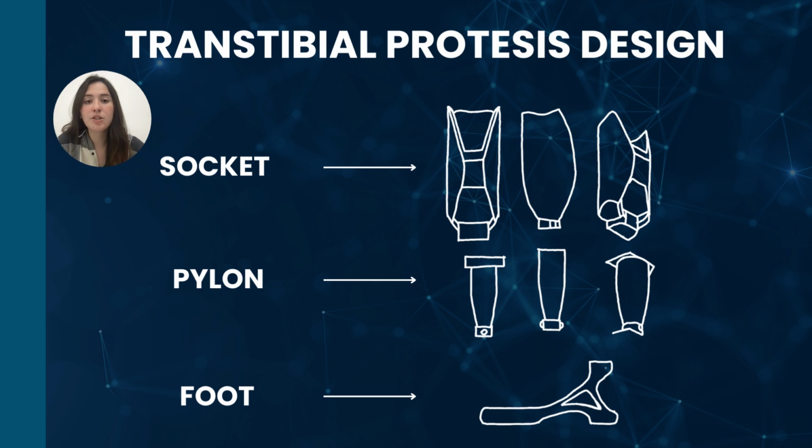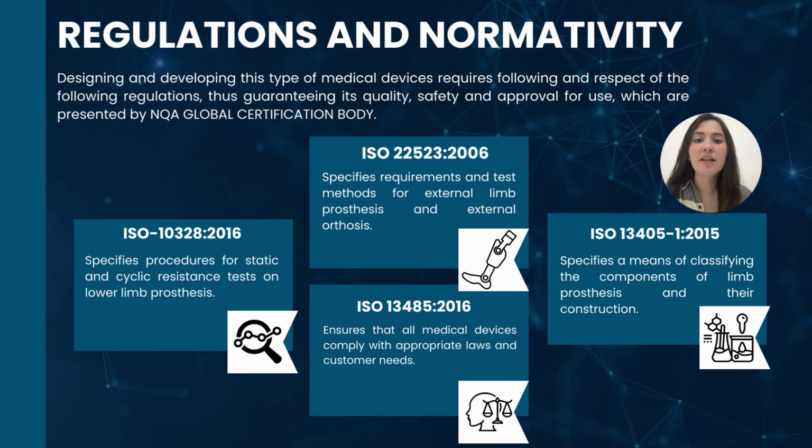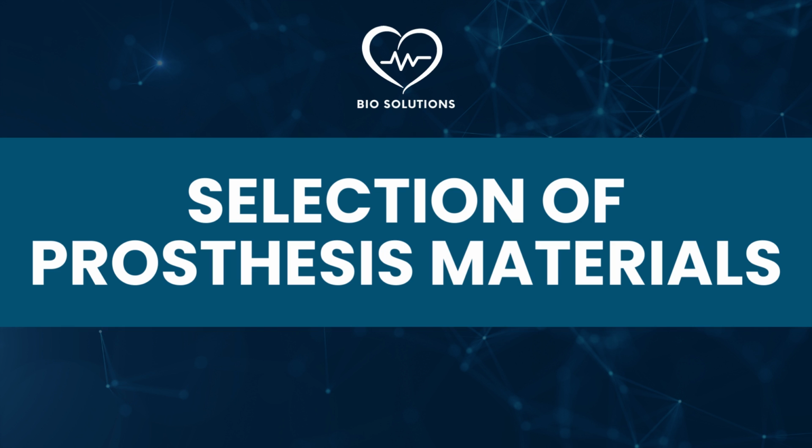After evaluating all the conditions of our patient, we designed a sketch of our prosthesis that is shown on screen. We have socket, pylon, and foot as components, and a stump sleeve that we are going to talk about more later. Designing and developing this type of medical device requires following and respecting some regulations. Our prosthesis is based on the regulations shown on the screen to guarantee the quality, the safety, and the approval of use.